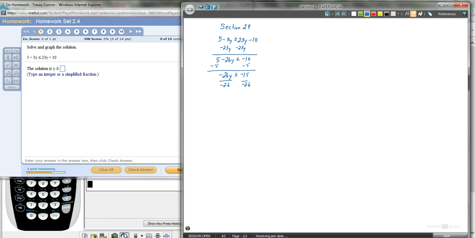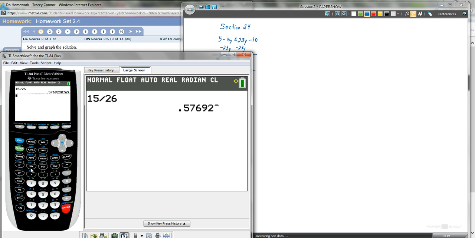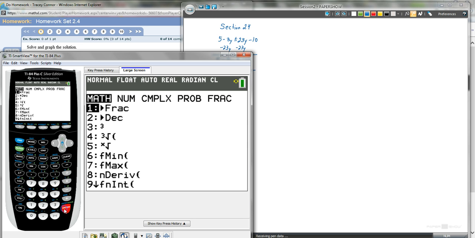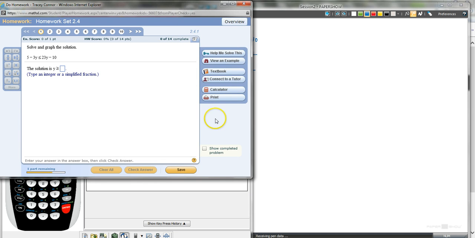So when we divide or multiply by a negative number, we flip the inequality. So we're going to end up with 15 over 26 on this side. And then what you can do is check to see if you can reduce this. An easy way to do this is to take your calculator and do 15 divided by 26, enter, math, frac, enter, and then it will tell you whether or not it can be reduced. If the number comes back the same, it means it's in its reduced form.